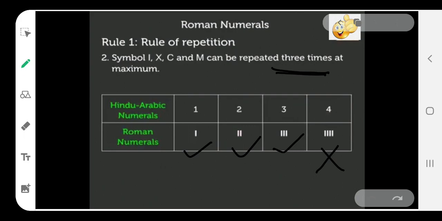For 4, we know we used to write I, V. Okay. 4 cannot be represented by using 4 I's. It is written by I, V. Okay. So this is the correct way. That means these symbols can be repeated maximum 3 times.